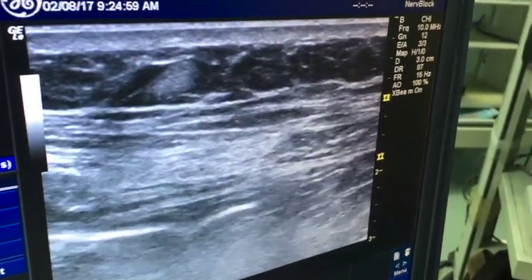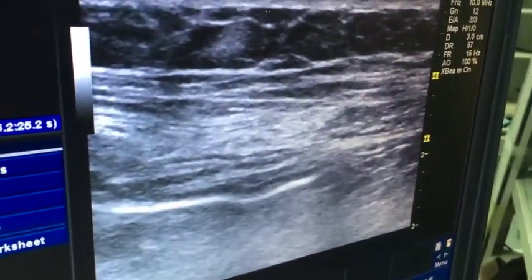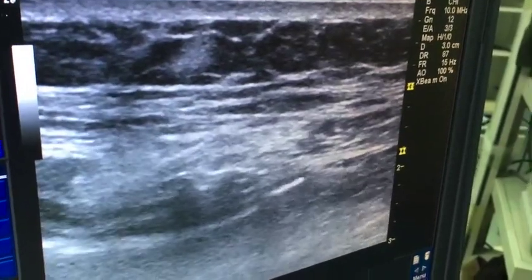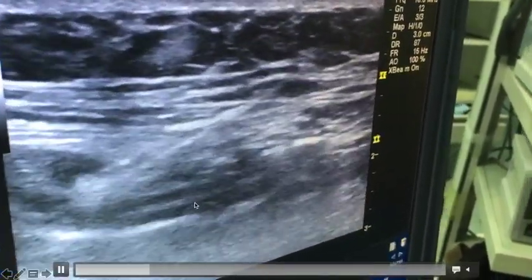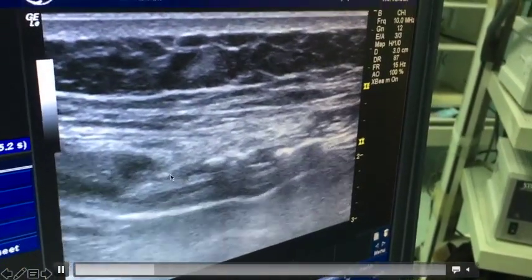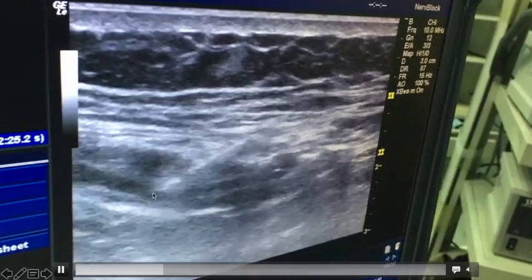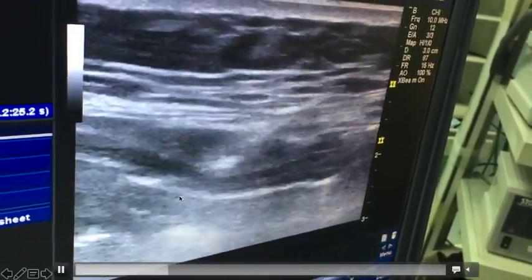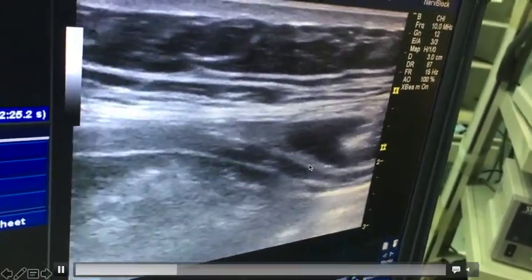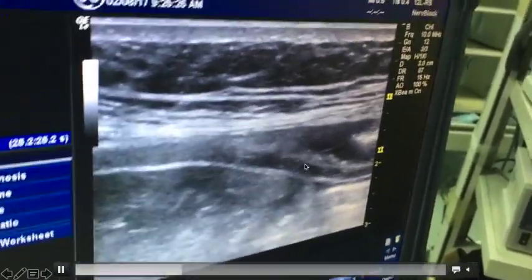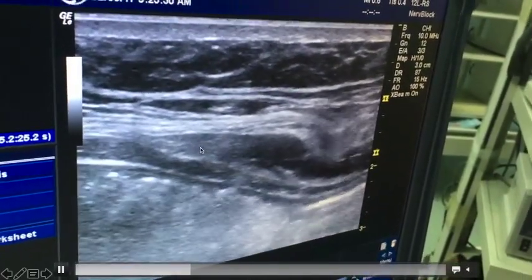Then I will look for the 3 muscle layers by going a little laterally. Here you can see I have started injecting. This is the peritoneum, this is the internal oblique muscle, and this is the rectus abdominis muscle. Here you can see I have started injecting the drug, and the drug is spreading between the internal oblique, transversus abdominis and rectus abdominis muscle.